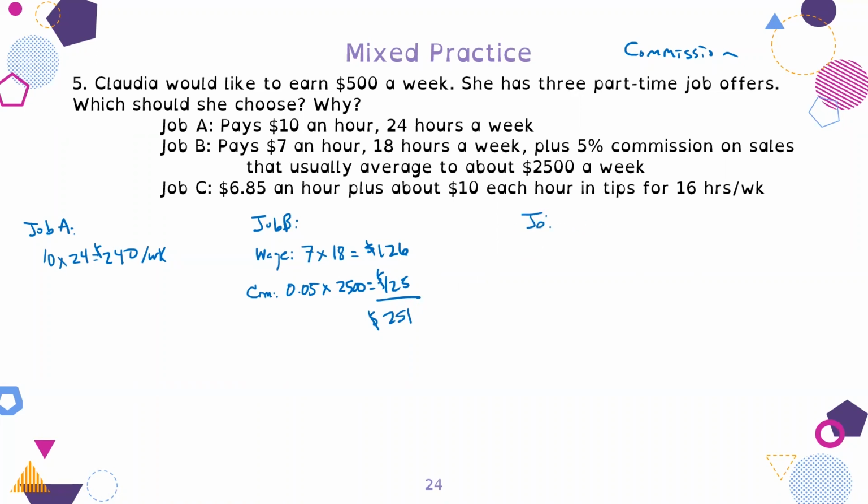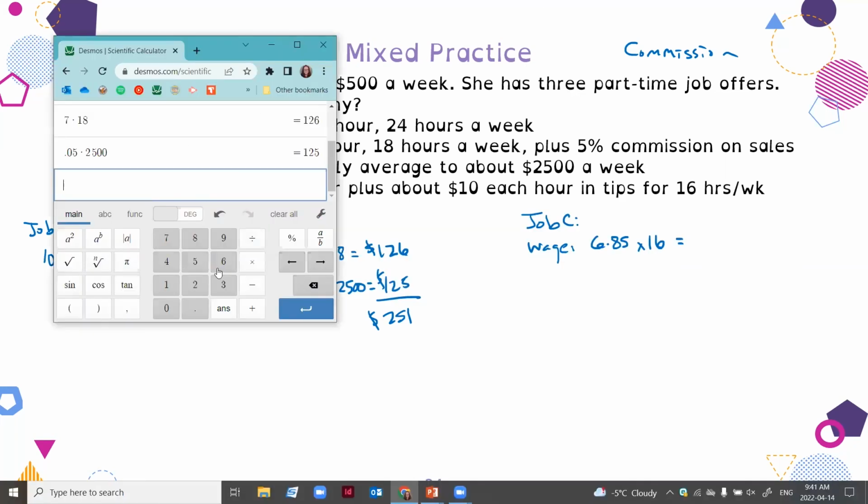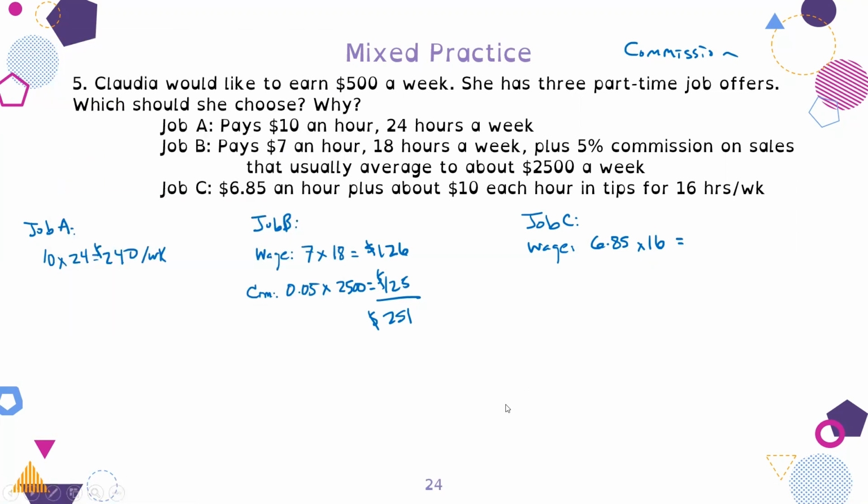And then job C, we look and we say, okay, it's $6.85 an hour plus about $10 each hour in tips for about 16 hours per week. So for the wage, it is $6.85 times 16, which is equal to $109.60. And then the tips are $10 an hour times 16 hours a week, so that's 160. Then the total, we add them together, and that's $269.60.